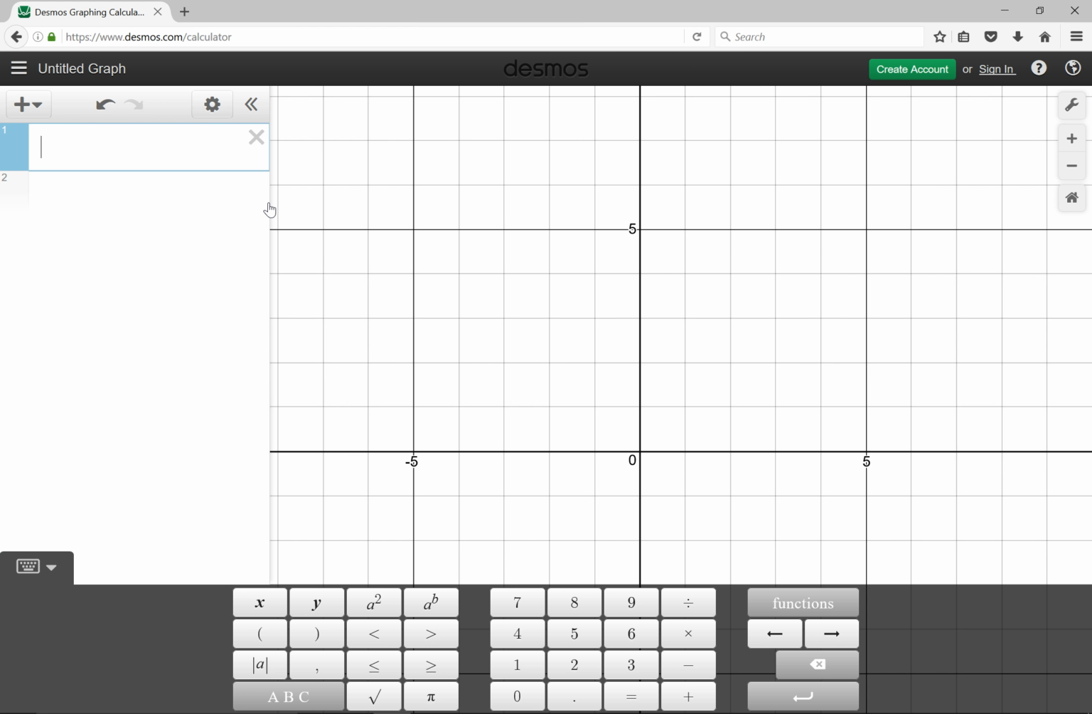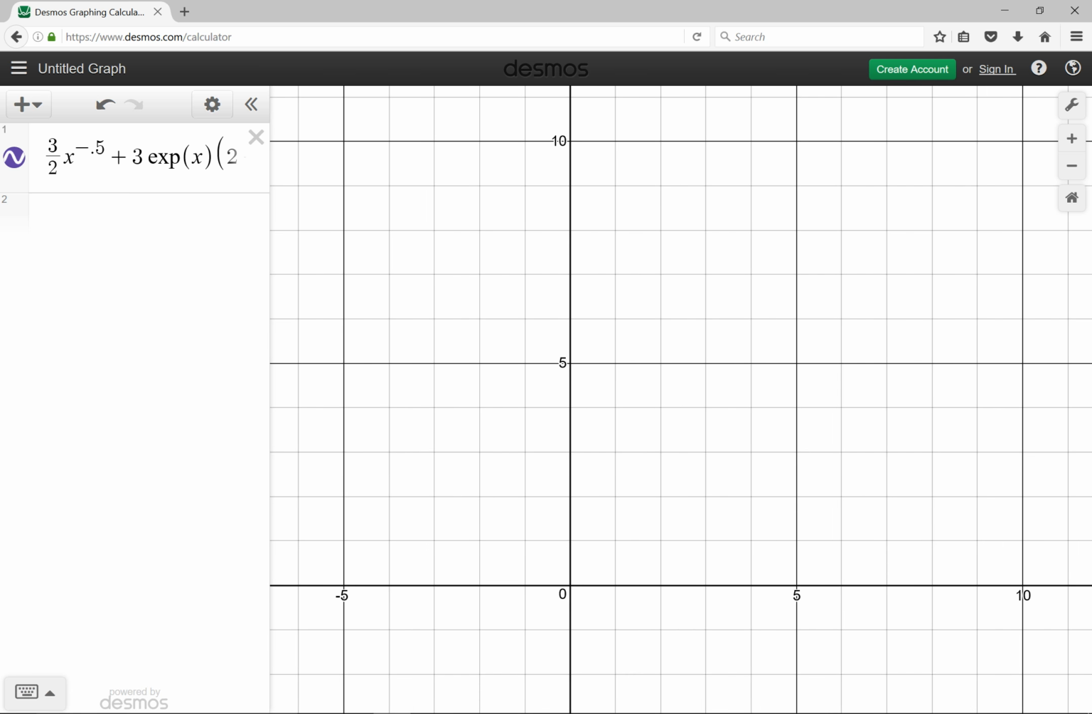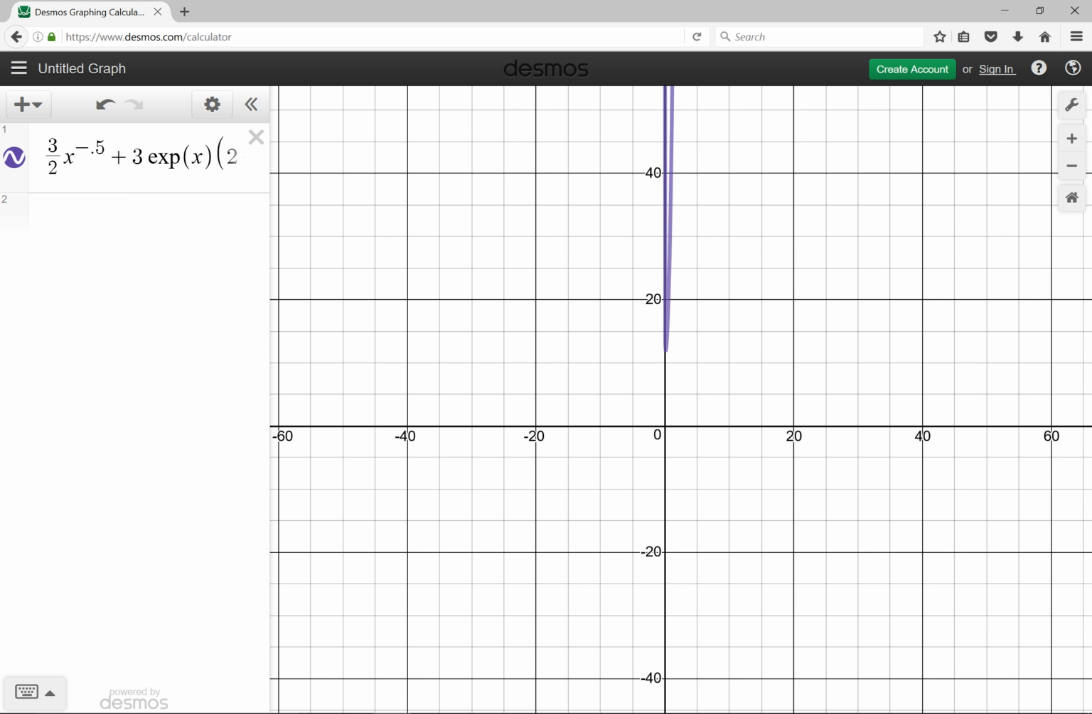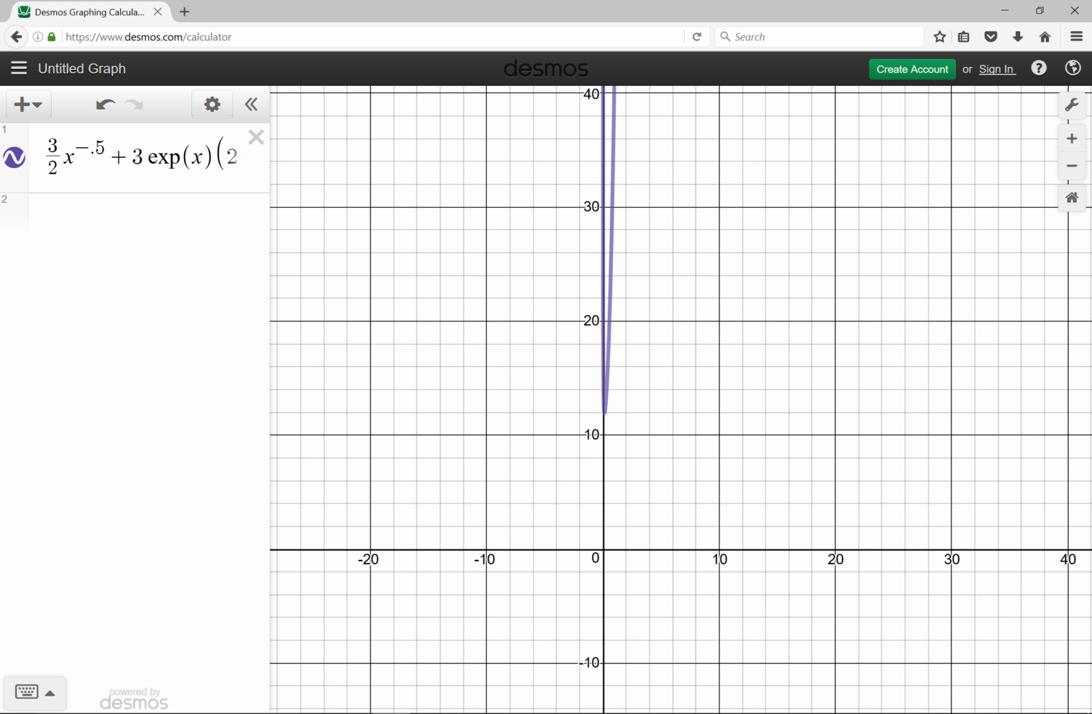So what did I say the answer was? 3/2 x to the -1/2 plus 3e to the x times 2 plus 2x plus x squared. Oh, very cool. Very nice. Zoom out a ways. Oh, look at that, Mr. Groom. That's pretty cool. What are those purple lines there? I'll tell you what they are. They're always positive.